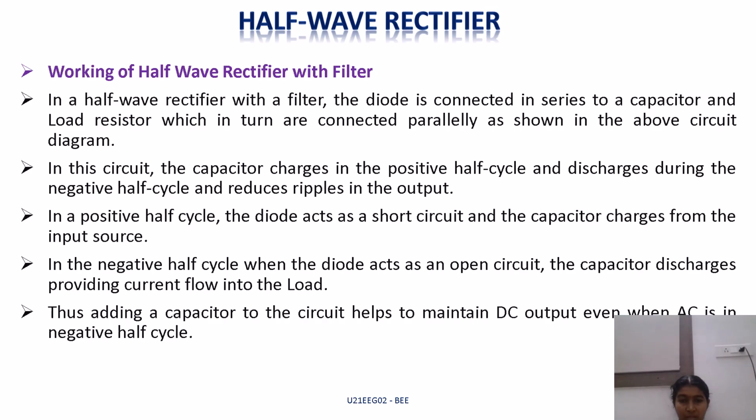In the negative half cycle, when the diode acts as an open circuit, the capacitor discharges, providing the current flow into the loop. So during the positive half cycle, the capacitor charges from the input, and during the negative half, the capacitor discharges providing the current flow from the load into the source side. Thus adding a capacitor to the circuit helps to maintain DC output even when AC is in the negative half cycle.